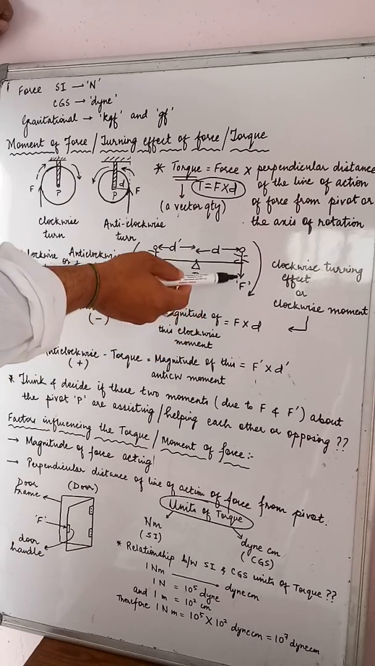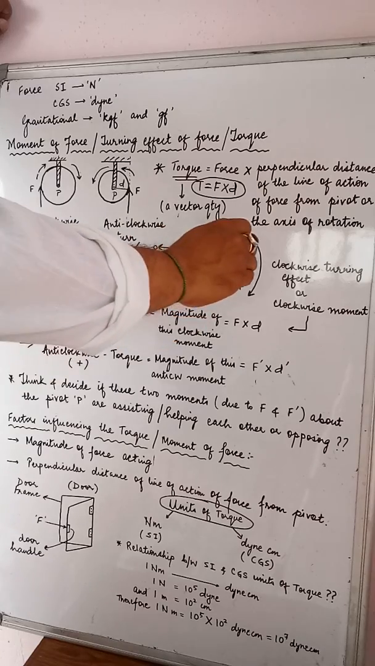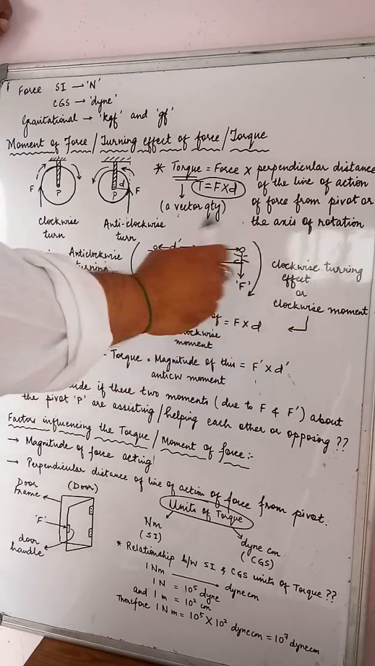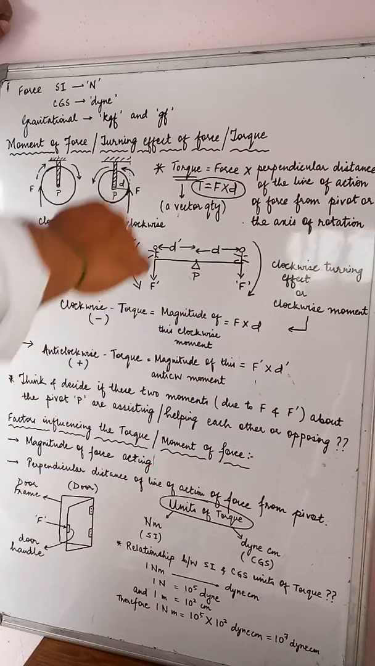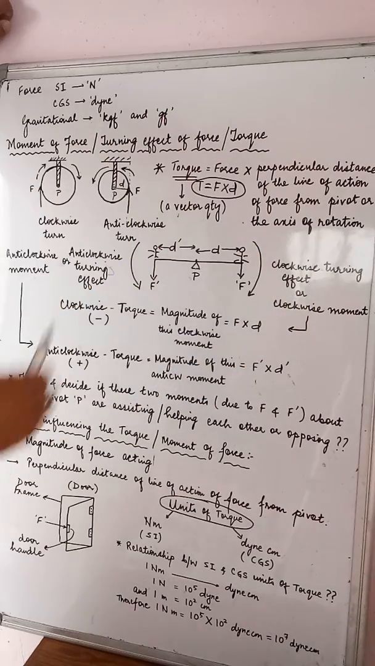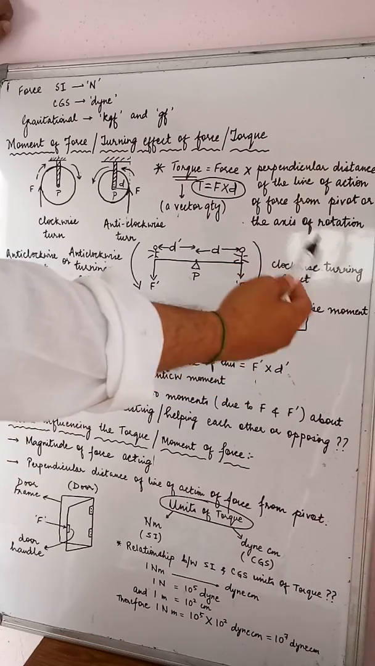This effect of this particular force, what is it going to do? It is going to apparently bring this right end of this seesaw down in this fashion. Okay, so as you can see, this is in a clockwise direction. So this is producing a clockwise turning effect or the clockwise moment, or you can also say clockwise torque.